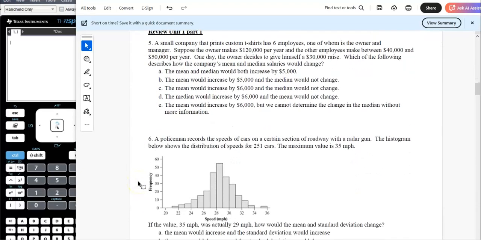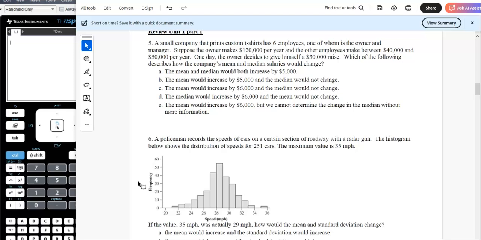A small company that prints custom t-shirts has 6 employees, one of whom is the owner and manager. Suppose the owner makes $120,000 per year and the other employees make $40,000 to $50,000 per year. One day the owner decides to give himself a $30,000 raise. Sounds good. Which of the following describes how the mean and median salaries would change?